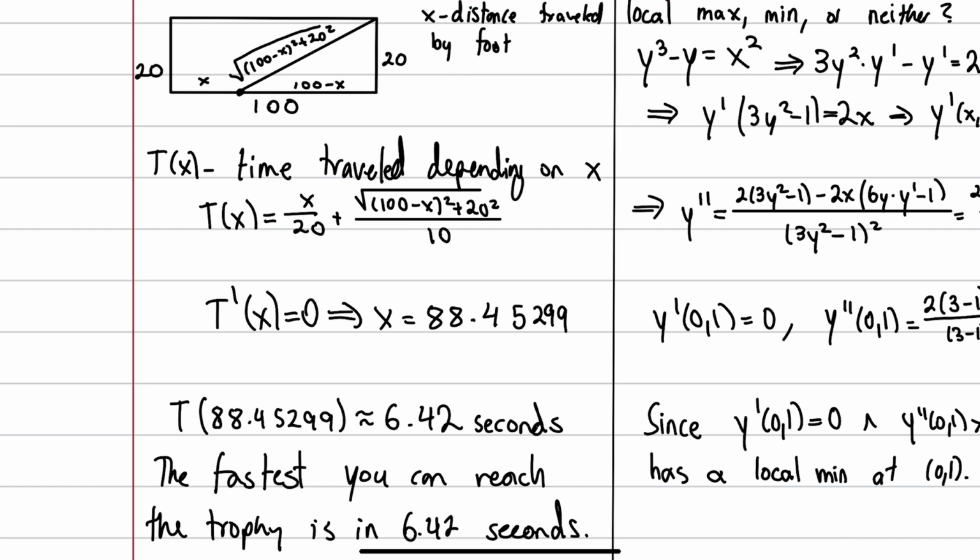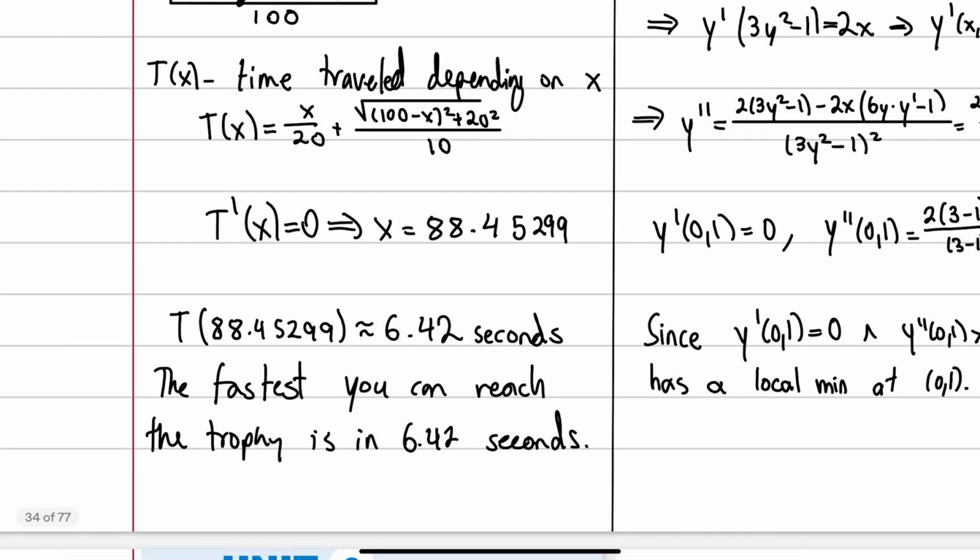If you also check for when x is 100 or when x is 0, since you can think of that as your interval, those are the extreme cases. You swim directly or you do this. If you check both of those cases, you'll notice that those are both more time than 6.42 seconds. So you can safely conclude that the fastest you can reach the trophy is in 6.42 seconds.